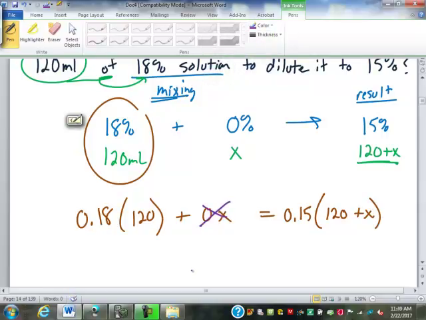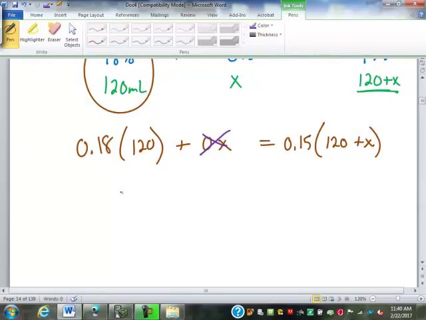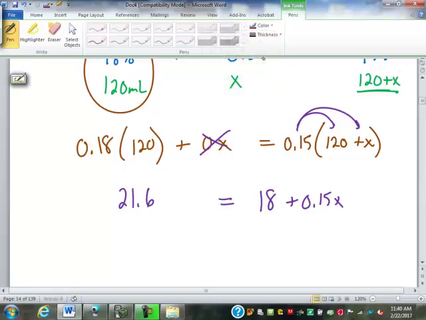So the 0x cancels out. 0.18 times 120 is 21.6, I believe. 0x is gone. The 0.15 times 120 is going to be 18. 0.15 times x is 0.15x. And now we're going to solve. What's our next step going to be? Subtract the 18. So we got 3.6 equals 0.15x.